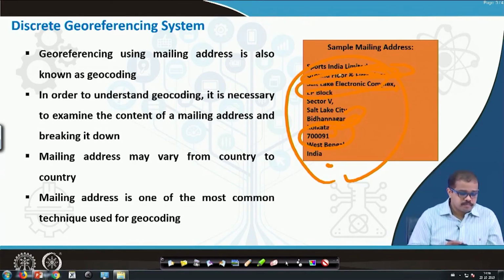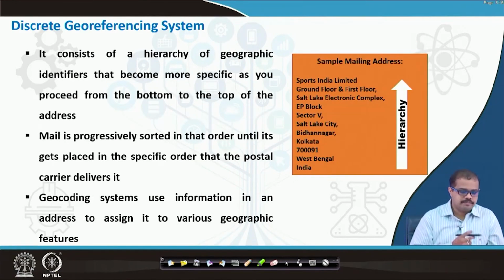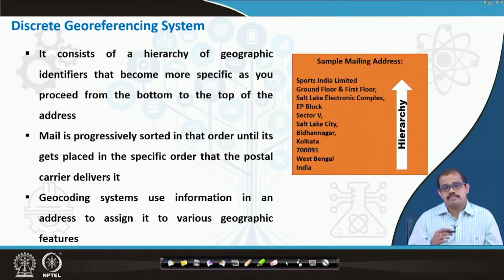Mailing addresses may vary from country to country, always. Mailing addresses are one of the most common techniques for geocoding. So please remember, whenever we have to use any kind of discrete georeferencing, one of the best methods used is geocoding, and it uses nothing but a mailing system. This kind of system is a hierarchy of geographic identifiers that become more specific as you proceed from bottom to top of the address list.